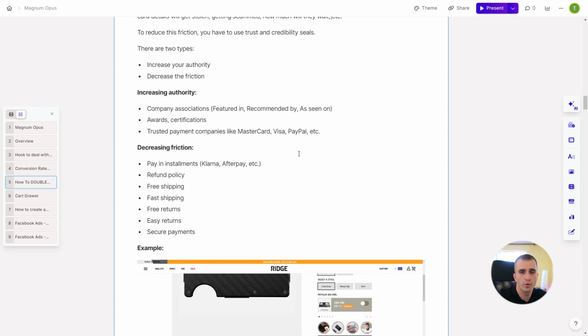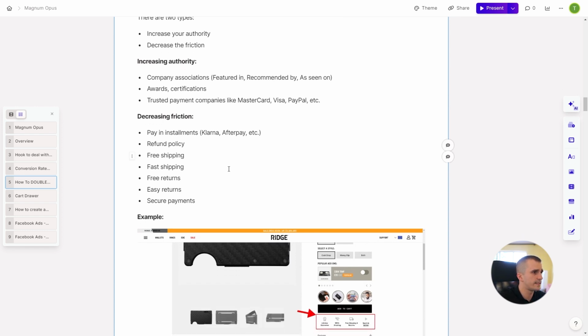So that way you anchor the CTA, and that way you just increase the trustworthiness, because again, if MasterCard trusts you and Visa trusts you and all these things, then you transfer that trust value to your visitors as well. So yeah, then the second type of these seals are the ones that are decreasing the friction.